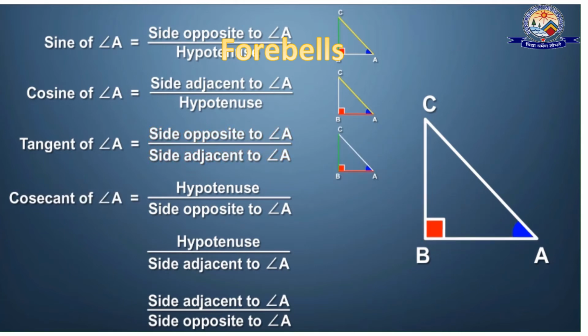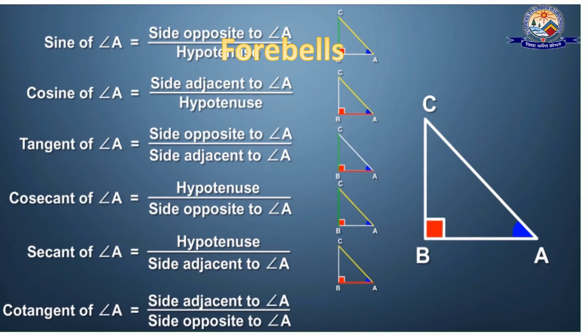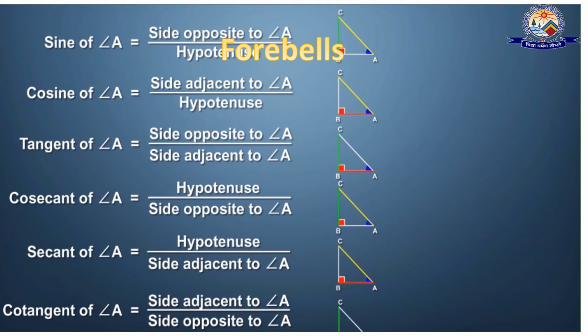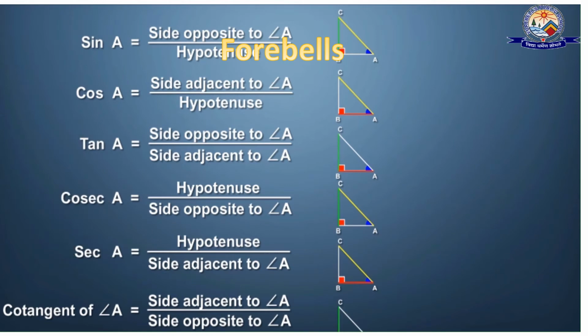Cosecant of angle A is equal to the hypotenuse upon the side opposite to angle A. Secant of angle A is equal to the hypotenuse upon the side adjacent to angle A. Cotangent of angle A is equal to the side adjacent to angle A upon the side opposite to angle A. In short, we denote them by sin A, cos A, tan A, cosec A, sec A, and cot A.